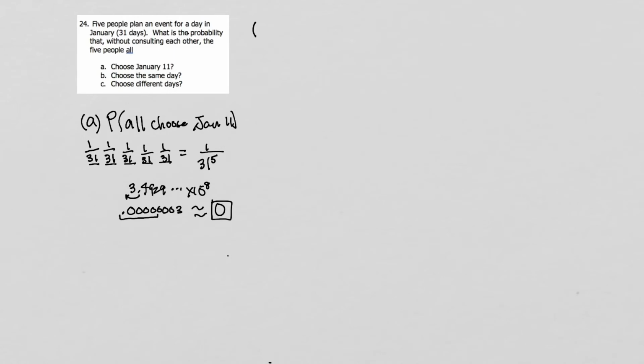Now in Part B, we're asked what's the probability they all choose the same day. So what we want here is the same day. What has to happen here is that there's 5 people, 1, 2, 3, 4, 5. Now the first person can choose any one of the 31 days of January. But the next person out of those 31 days has to choose the same day, so there's only a one-shot chance of doing that. And then the rest of these people have to choose that same day. So we're going to get 1 over 31 to the 4th.